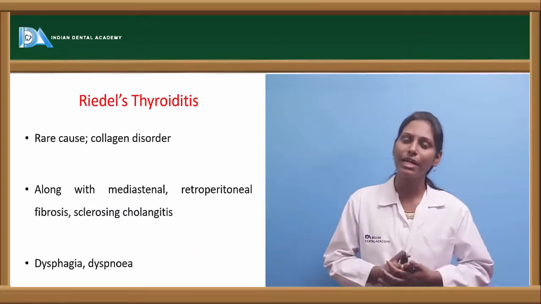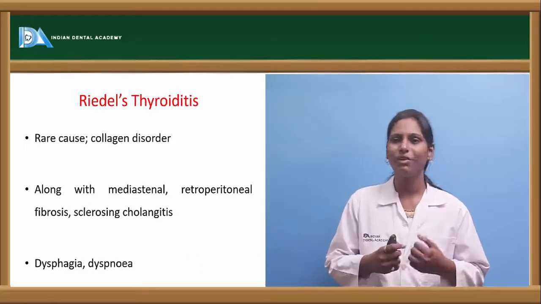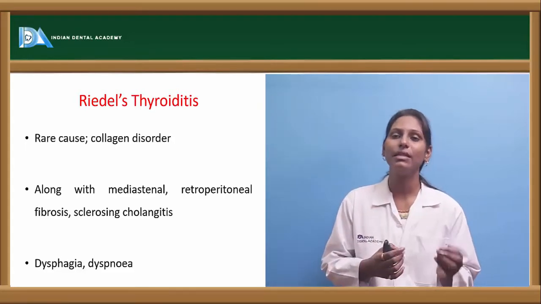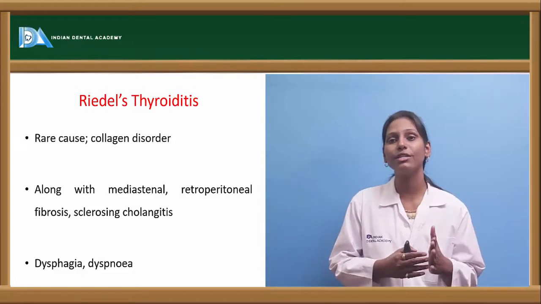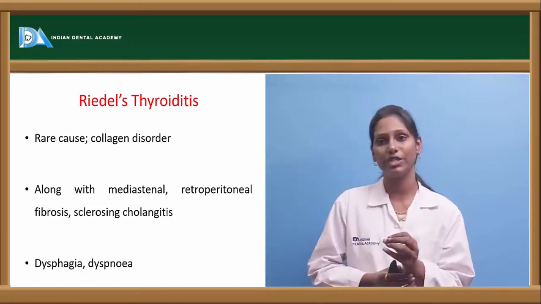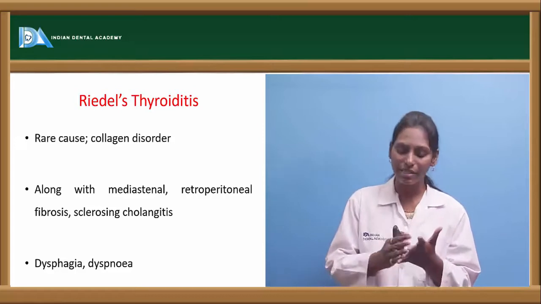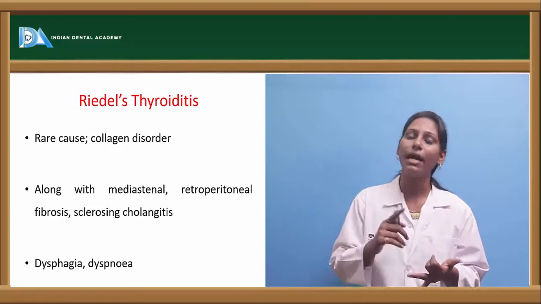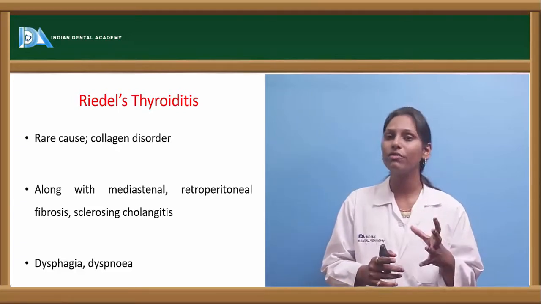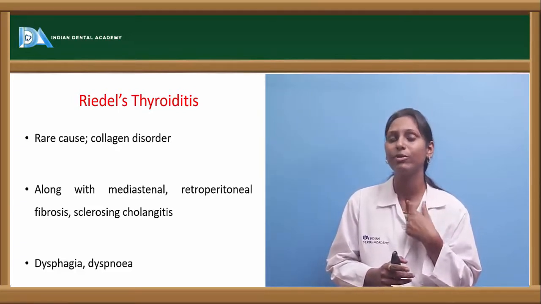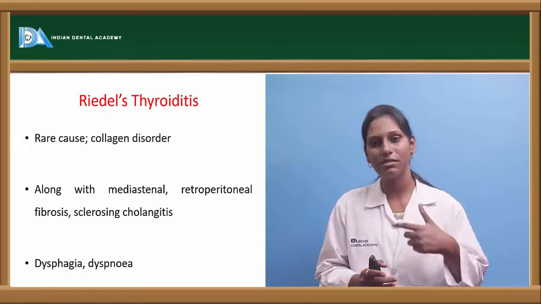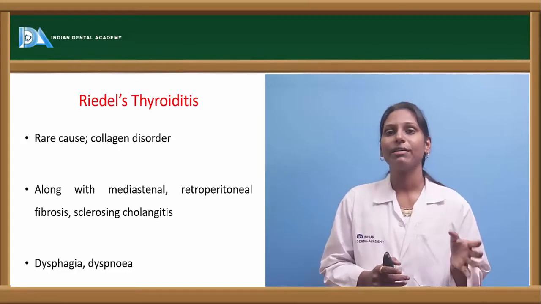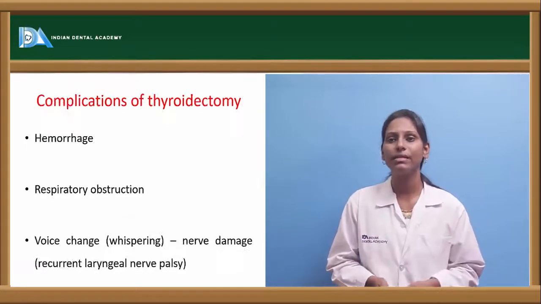And next we have Riedel's thyroiditis. Riedel's thyroiditis is a very rare condition. It is actually a collagen disorder. Along with mediastinal and retroperitoneal fibrosis, in this condition we see sclerosing cholangitis. In Riedel's thyroiditis we have a triad: sclerosing cholangitis, and mediastinal and retroperitoneal fibrosis. Because of this, the patient will have difficulty in swallowing, that is dysphagia, and respiratory stridor and dyspnea will also be seen in Riedel's thyroiditis.